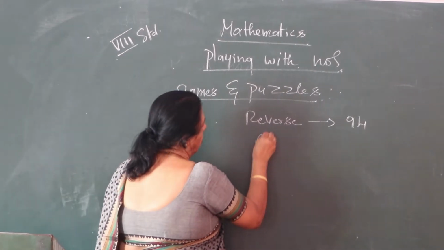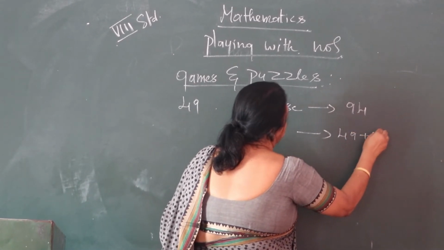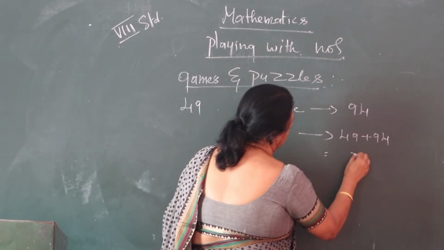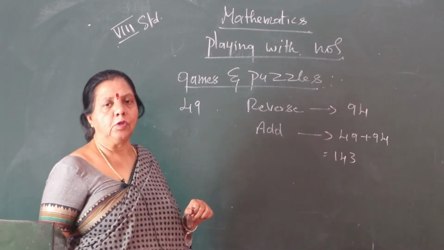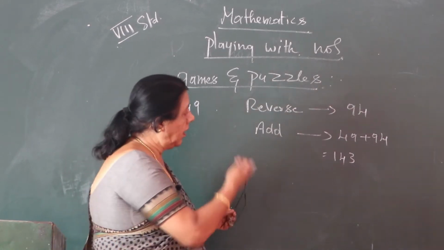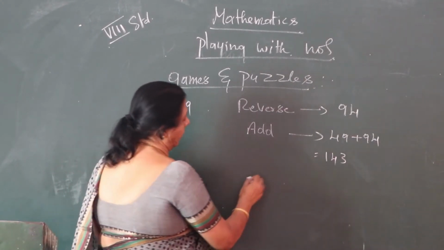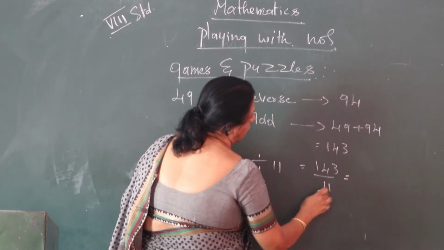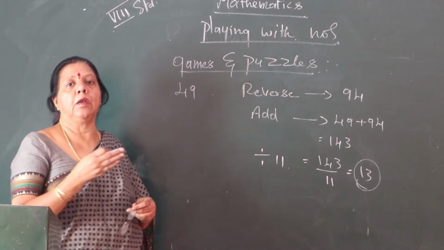Now add both. What is 49 plus 94? You get 143. Which number is 143 divisible by? It is divisible by 11. 143 divided by 11 is 13. This is the way you can solve a number of problems with your friends.